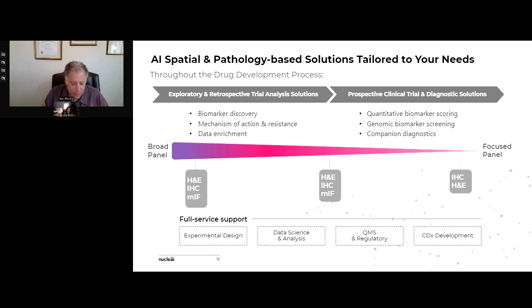The use of spatial biology and AI has many applications in the drug development process, from early discovery and translation through clinical trials and commercialization. Nucleai offers full-service support for the full spectrum of drug development. Complex slides like high-plex immunofluorescence or spatial transcriptomic slides allow us to define significantly more cell types and cell states and are optimal for hypothesis generation.